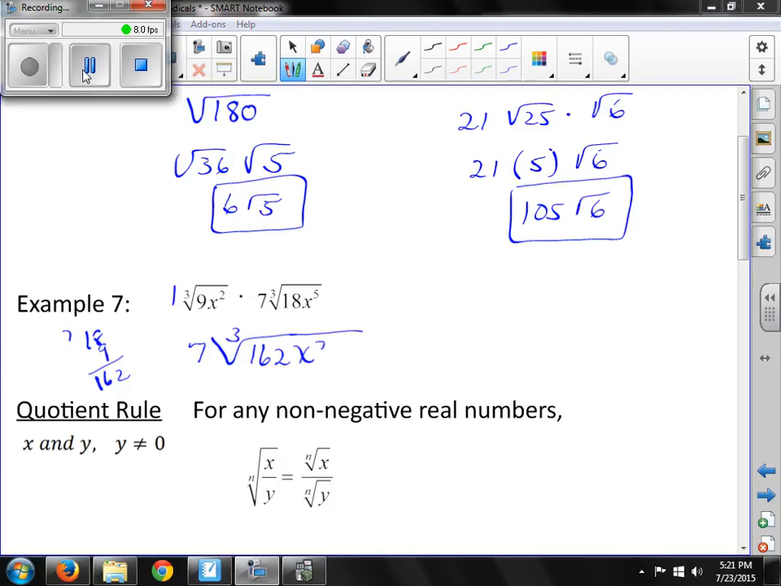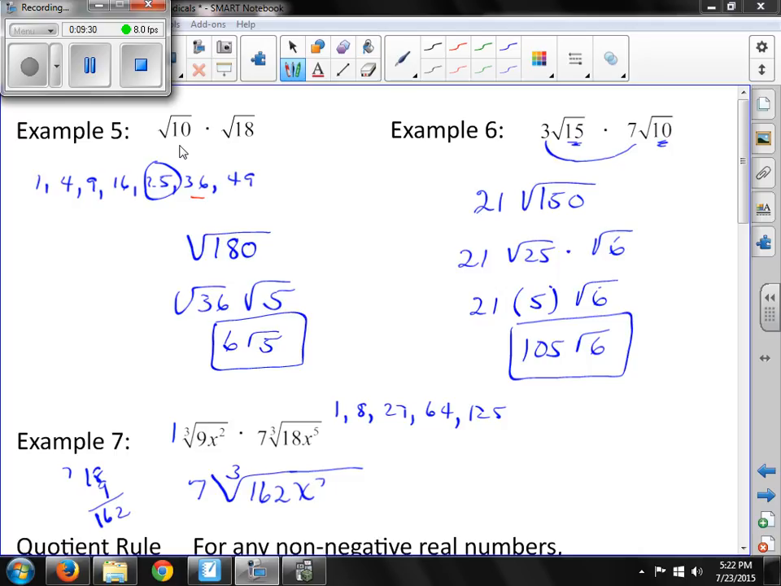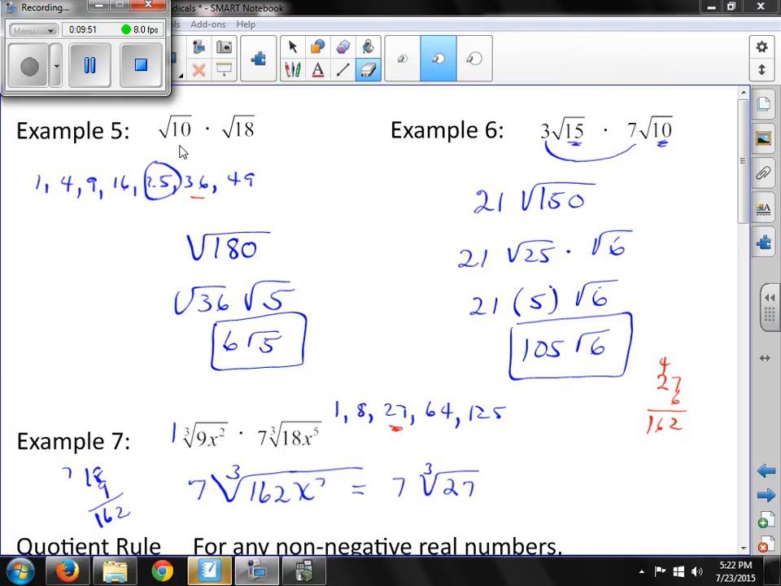Need my chart. Okay, I'm looking for the perfect cubes that will go into 162. I believe 27 times 6, 42, is 162. Yes, it is. Okay, so I will have 7, and then the cube root of 27 times the cube root of 6 times the cube root of x to the 7th.